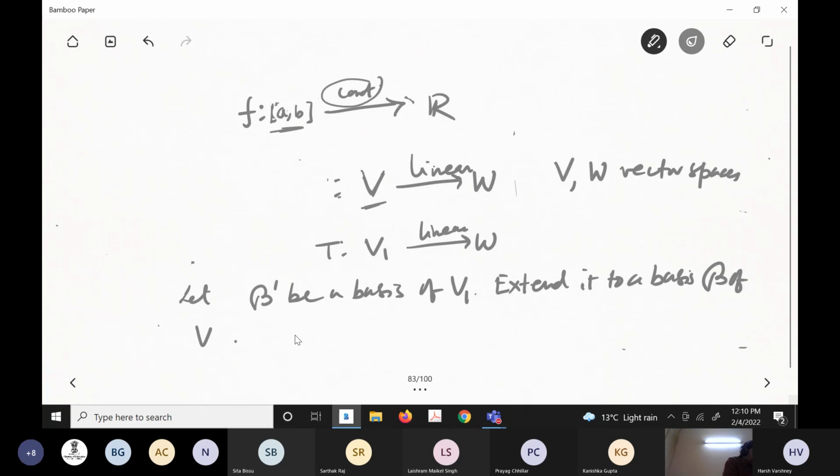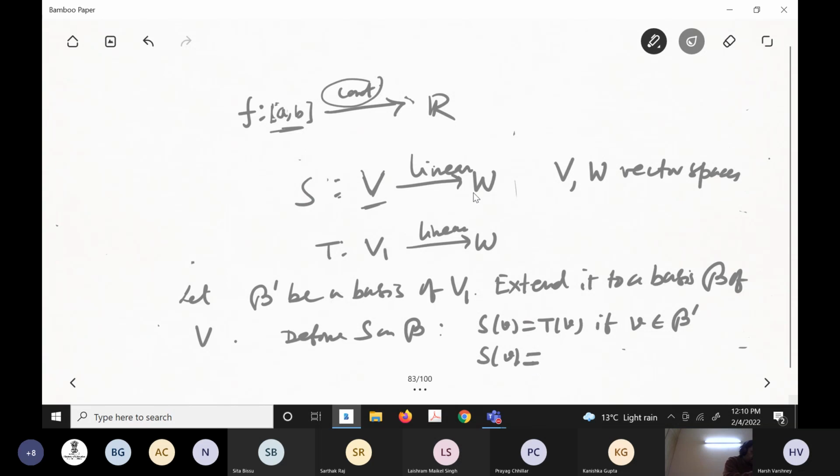Then define on V. First you define T on whatever you call S. Define S on B: S(v) equals T(v) if v belongs to B', and S(v) is your choice from W if v belongs to B but not B'. I have defined it on basis elements, then extend it linearly. That's the way we define a linear map. So this is possible. Here the problem is not that.